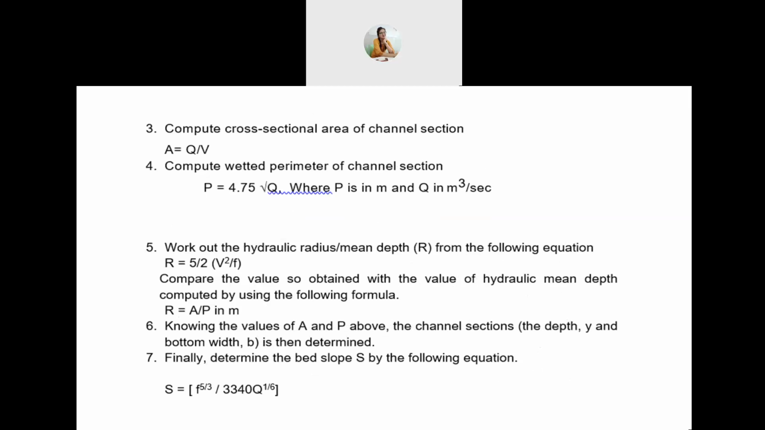Next, knowing the values of A and P above, the channel section, that is the depth Y and bottom width B, is then determined. Finally, we determine the bed slope capital S by the following equation, that is S is equal to f to the power 5 by 3 whole divided by 3340 into Q to the power 1 by 6.